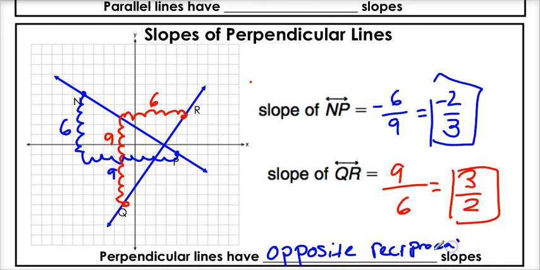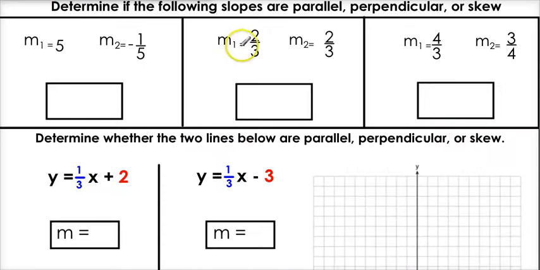Reciprocal slopes. So you just flip it over and make it negative, or change the sign. That's it. Parallel lines, perpendicular lines, always opposite reciprocals. All right, cruising along. So let's practice that a little. We're going to say if these slopes are parallel, perpendicular, or neither. We're just going to look at both of them.